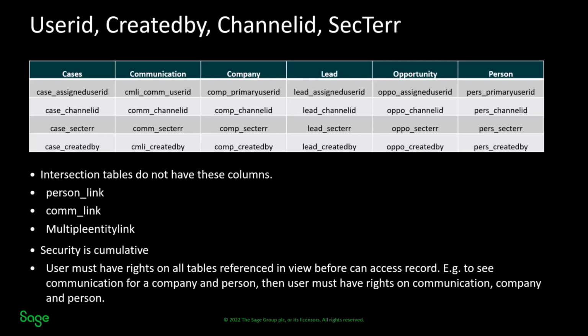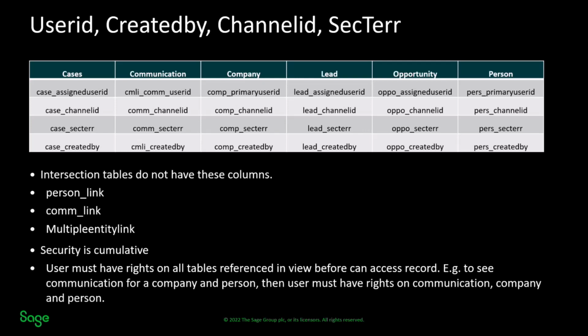You can see that they're not quite exactly the same. Notice how in communication you're dealing with the communication link com user ID. Within the company it's comp underscore primary user ID, and when it comes to opportunities and cases, it's the assigned user ID column. So there's some variation, and it's whatever you called it in a primary record that tells you what the security columns being used are.